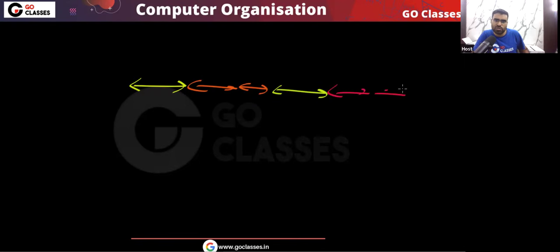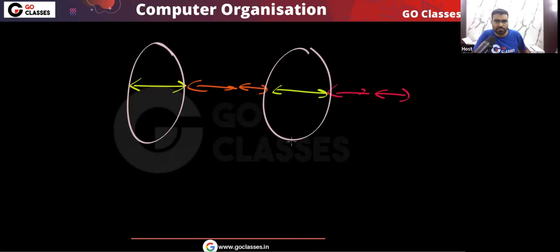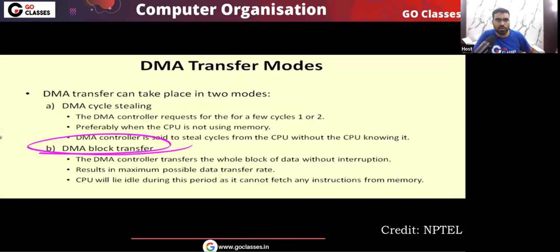In the cycle stealing mode, the DMA will transfer only 1 byte. 1 byte DMA will transfer, then CPU will use the system bus, then again 1 byte DMA will transfer, then again CPU will use the system bus. So here basically we say that DMA is stealing cycles. Okay, now what is another mode? So this is one mode, that is cycle stealing mode. What is another mode? The another mode is burst mode.